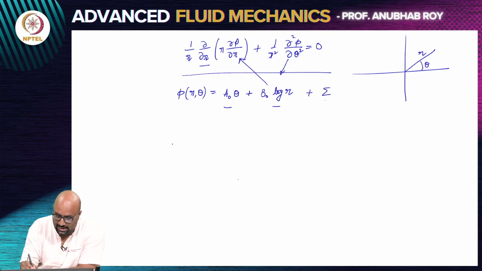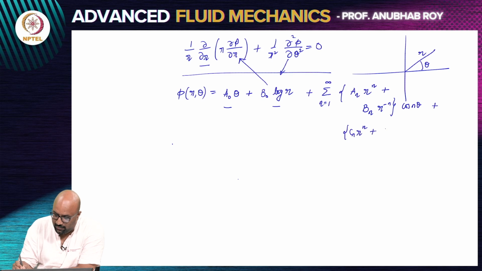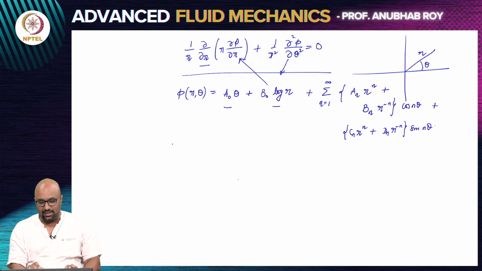Besides that, you will have a family of solutions which would be (a_n r to the power n plus b_n r to the power minus n) cos n theta, and similarly you will have (c_n r to the power n plus d_n r to the power minus n) sin n theta. This is a general series solution that you will have in polar coordinates, and because this is in polar, these are known as the circular harmonics. If you do it in 3D, these would be spherical harmonics.